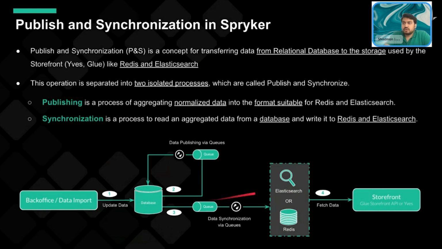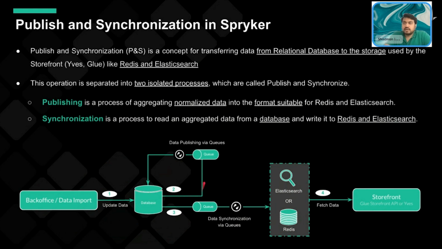So in order to make things updated for the front end side, we have to introduce some mechanism over here. This mechanism is isolated into two processes: one is publishing and another one is synchronization. First step, if you change something or create something, for example in the back office, it saves into the database. Then it triggers the event.